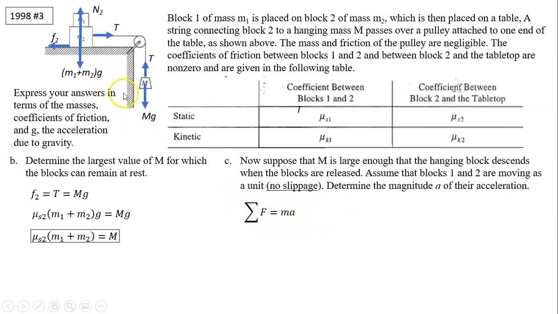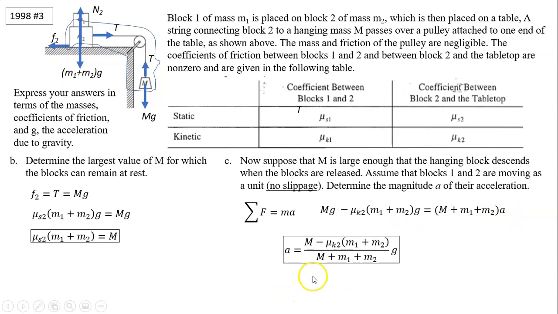So let's determine the system. If I consider M1, M2, and big M as a whole system, then N2 and (M1 plus M2)g cancel out. The net force is just big Mg and F2. They are in the opposite direction, so you subtract. I have Mg as positive because that's the direction of the whole system's acceleration, minus the friction. This is kinetic friction because both are moving. That equals the total mass accelerating at A. So from here we can solve for A.